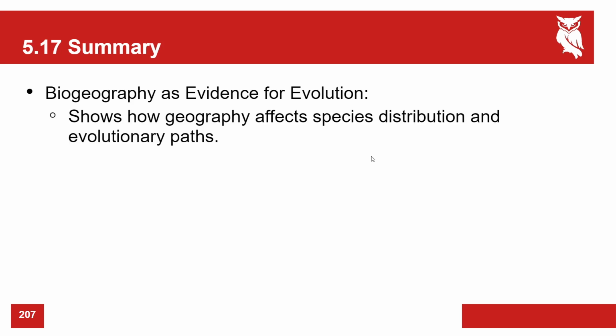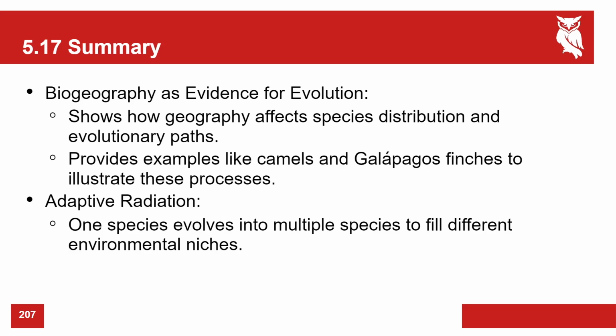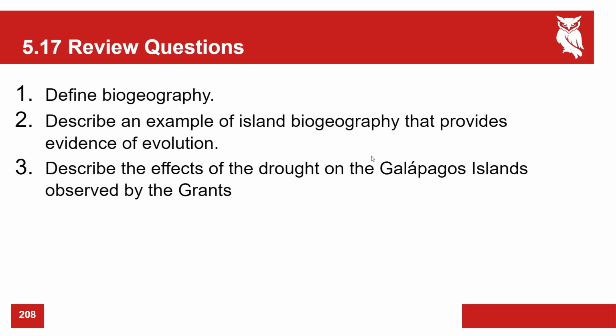So in summary, biogeography shows how geography affects species distribution and evolutionary paths, and provides examples like camels and Galapagos finches to illustrate these processes. Adaptive radiation was when one species evolves into multiple species to fill different environmental niches, and is observed in island ecosystems like the Galapagos. All right, on your own time, go ahead and try to mentally go through these review questions, see if you can answer. Review the slideshow or the CK12 section if you do not understand something, or, as always, reach out to me by email.